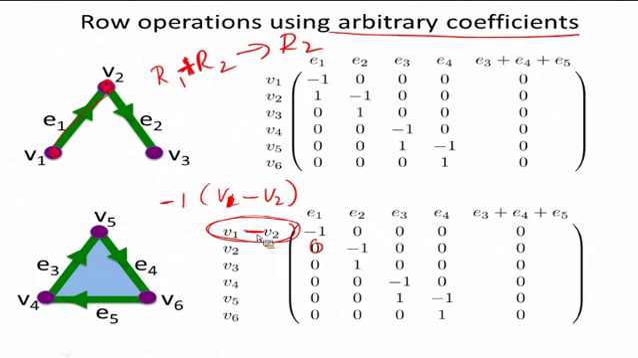So when you work over arbitrary coefficients, you do have to keep signs in mind. And when you do row operations, that definitely has an effect. Column operations, we were fine, but for row operations, we do have that minus sign.